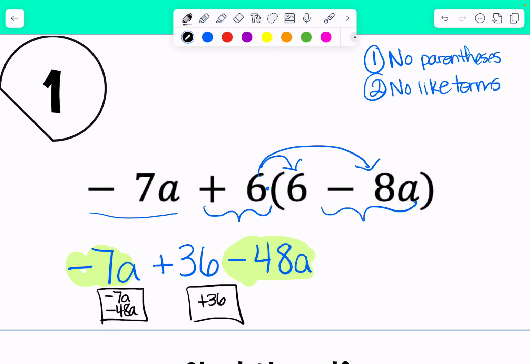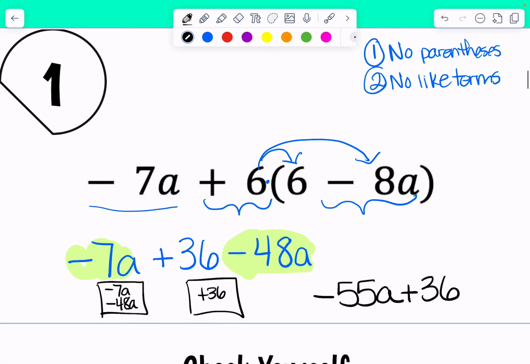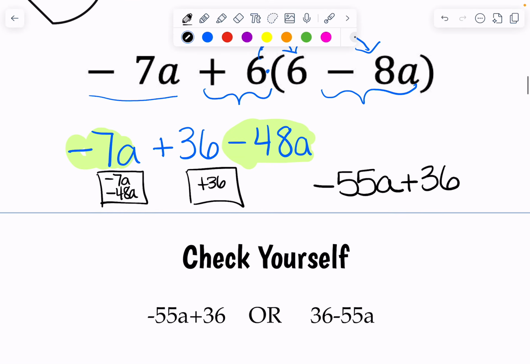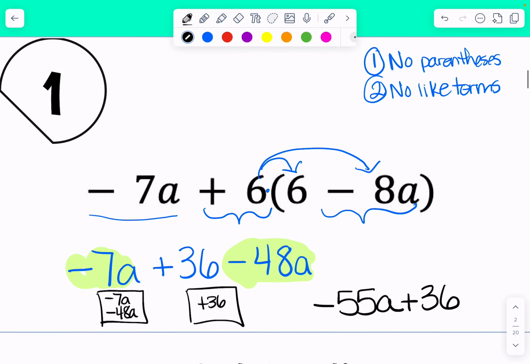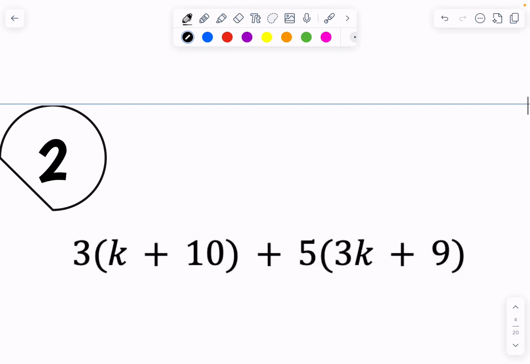Okay, so I look at negative 7a and negative 48a, and I know that's going to give me negative 55a. And then that positive 36, because it's positive, I'm going to write that as plus 36. And so when I look at this, I have no parentheses, I have no like terms left. That's the simplest form for that algebraic expression.